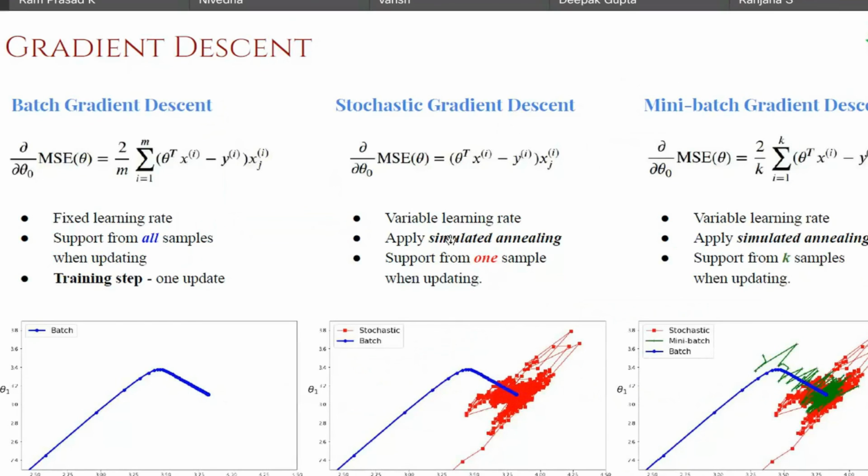So that technique is called simulated annealing. Simulated annealing is a general process where you start with a large value and then gradually decrease for the optimization. So here we apply simulated annealing to the learning rate, where you start with a large learning rate. So you make large jumps and then eventually reduce the learning rate so that you go towards the optimal solution. So these are the three types of gradient descent techniques that we should be familiar with.